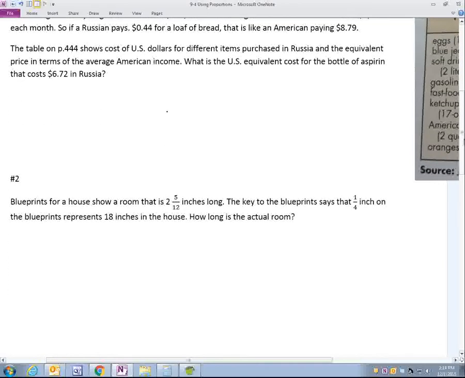So the table on page 444 shows the cost in U.S. dollars for different items purchased in Russia and the equivalent in terms of the average American income. So this shows how much of a hole in your wallet it puts, relatively speaking. Here's a good way to put it.